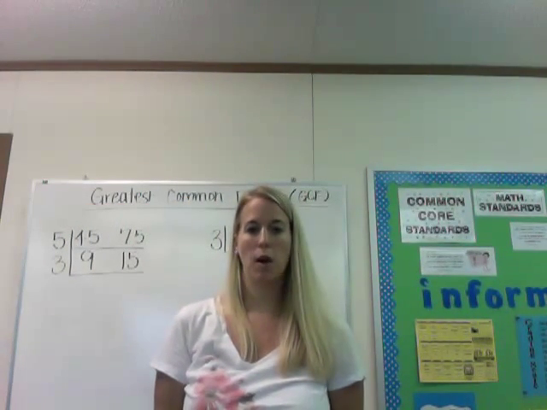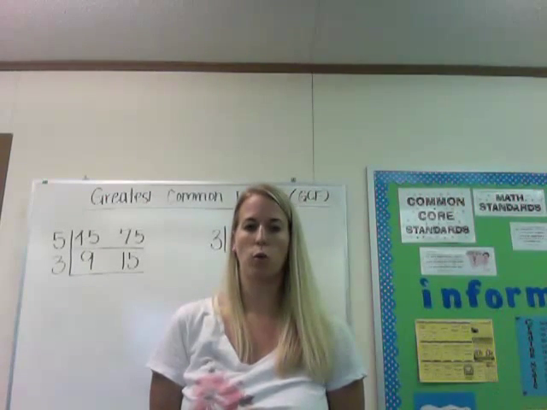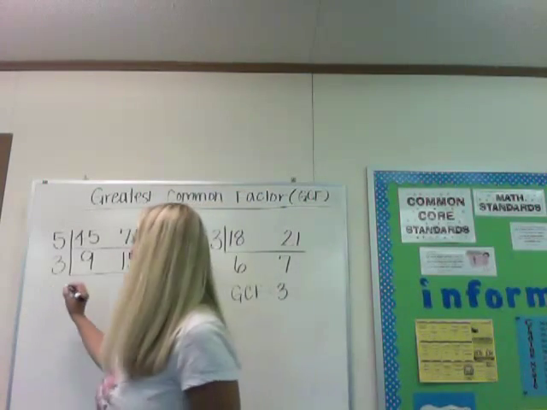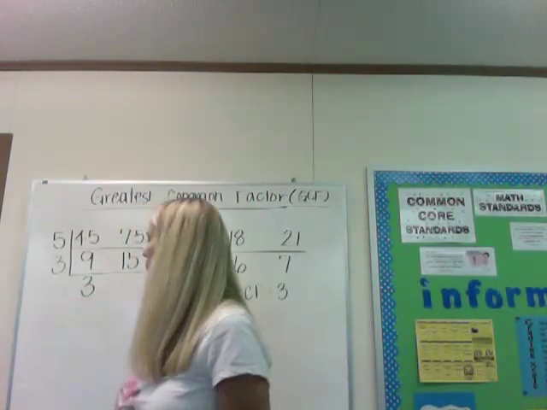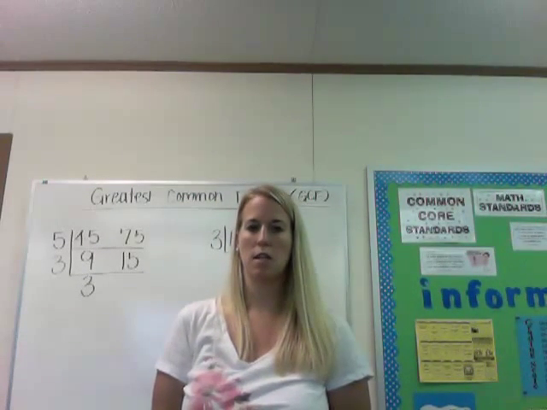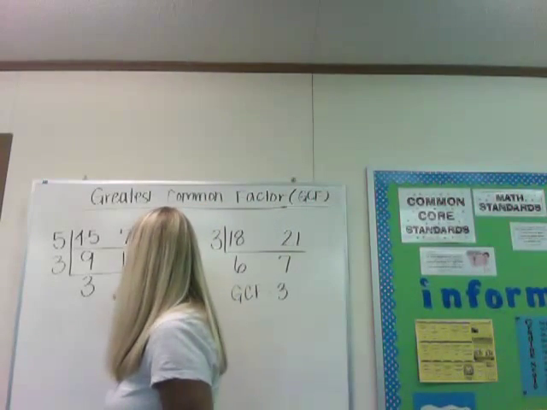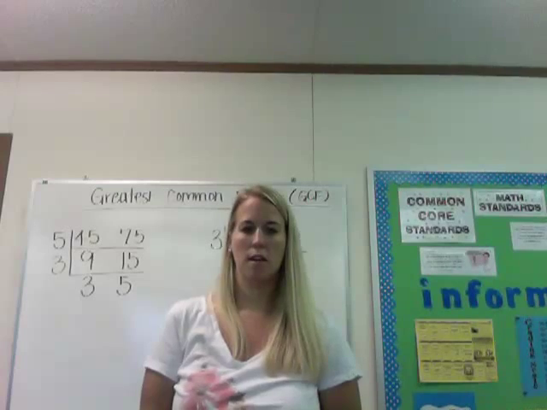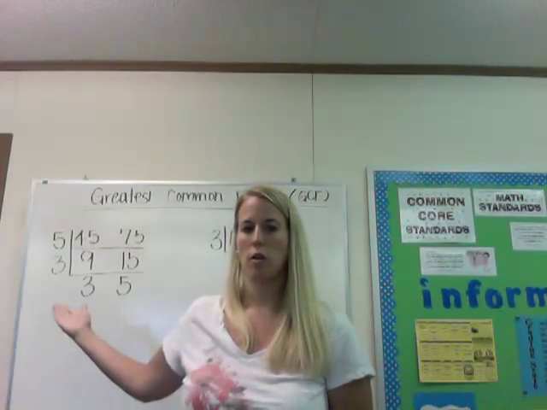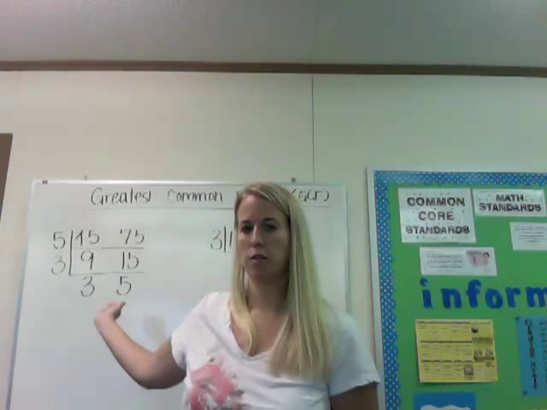I will repeat the process. How many times can 3 go into 9? Or what is 9 divided by 3? The answer is 3. Same thing for 15. 15 divided by 3 is 5. I then again have to ask myself if there's a prime number that can go into both the 3 and the 5 that's at the bottom of my factor ladder.